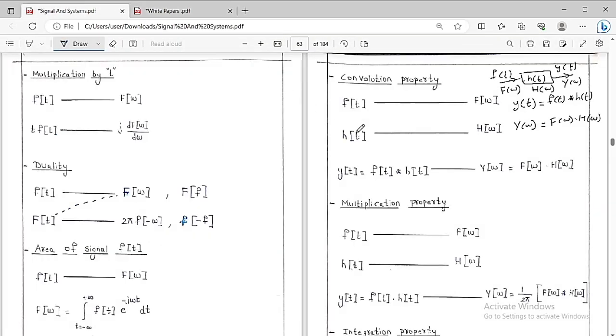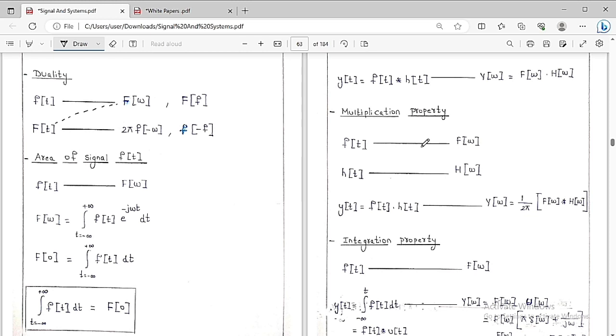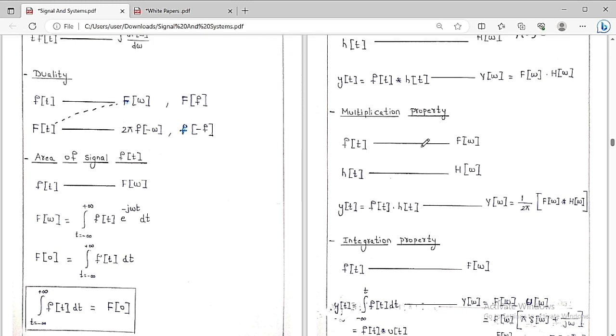Now let's go to another thing, which is the multiplication property. What will happen if two signals are multiplied in the time domain? Then what is going to happen in the frequency domain, that we are going to see. And vice versa.